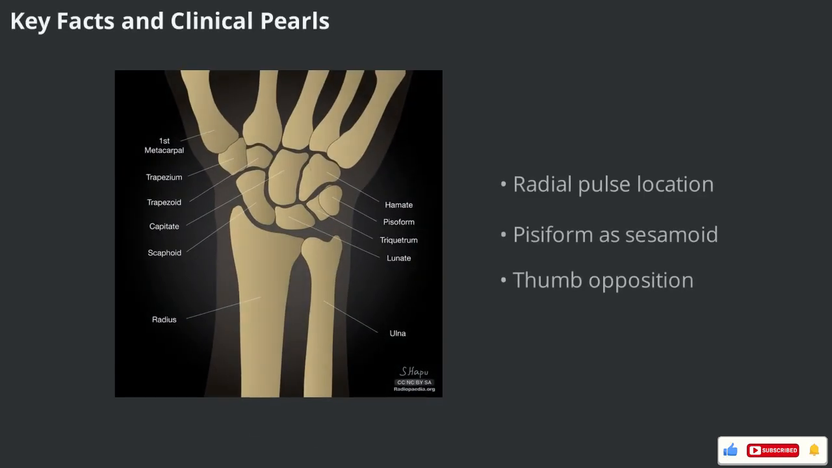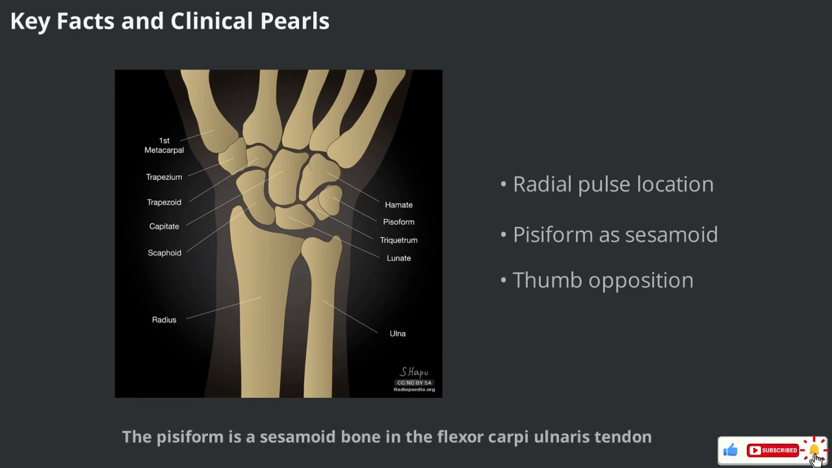Some important facts to remember: the radial pulse is felt near the lower end of the radius. The pisiform is a sesamoid bone in the flexor carpi ulnaris tendon. The first metacarpal is the shortest and strongest, allowing thumb opposition. The third metacarpal is the longest and serves as the axis for finger abduction and adduction. These clinical pearls are useful for both exams and patient care.